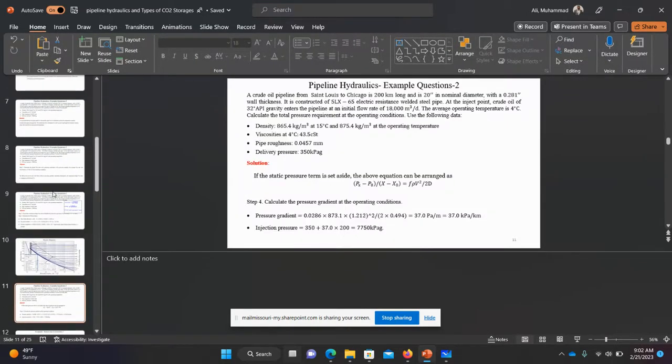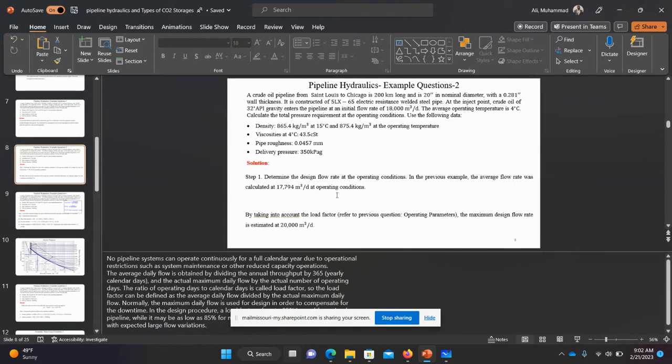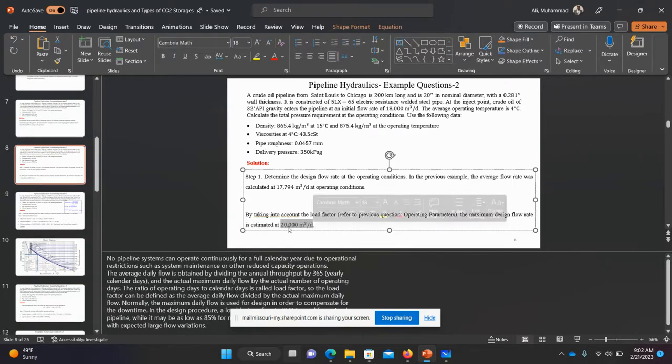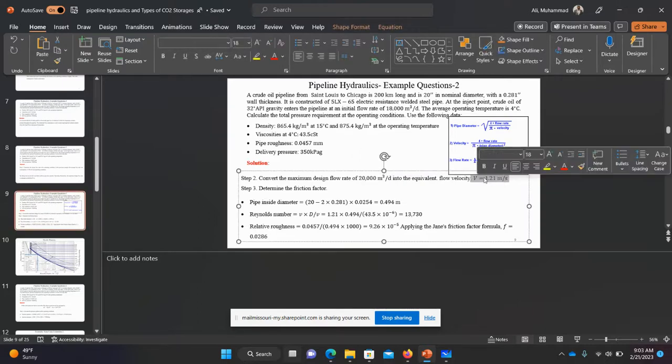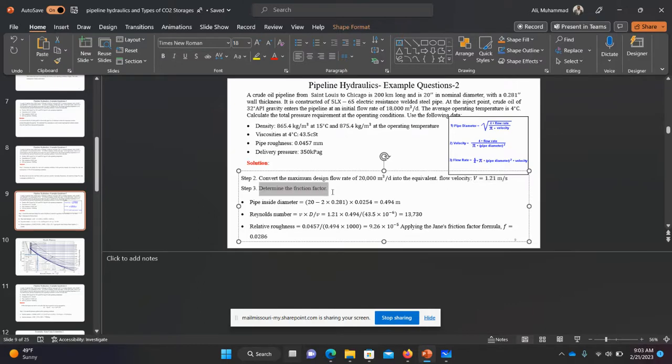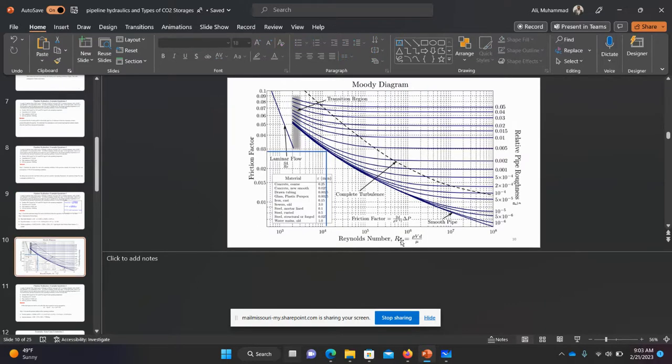Okay, so just a review of this question, what we did here in this case. First we found the design factor. We added the design load factor and multiplied this number by 1.125. After that, we converted this flow rate into the velocity, because the formula requires it in meters per second. Then we determined the friction factor. We found the friction factor through Moody's diagram, where we have the Reynolds number and the relative roughness. So we need to find out these two values.